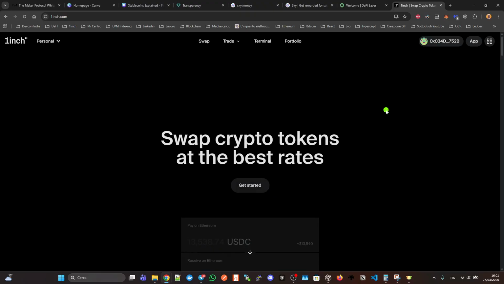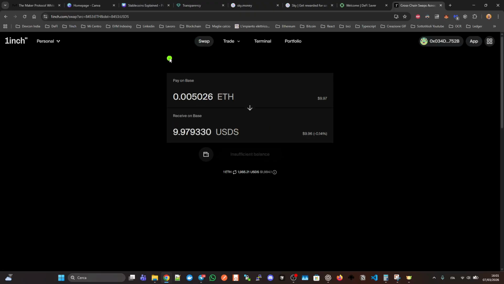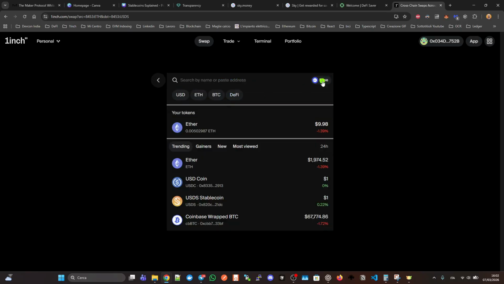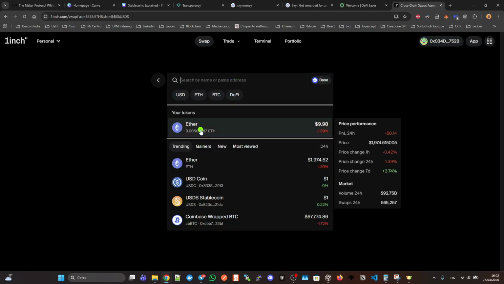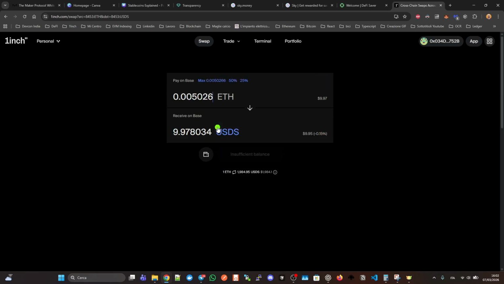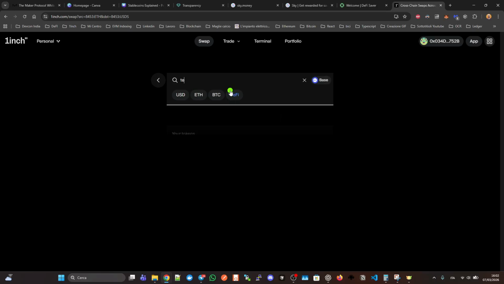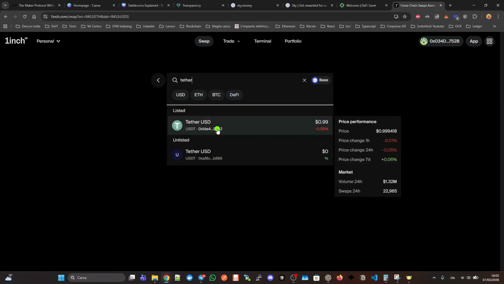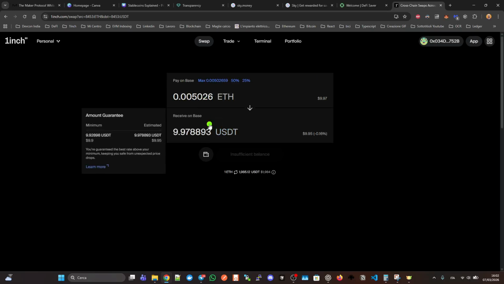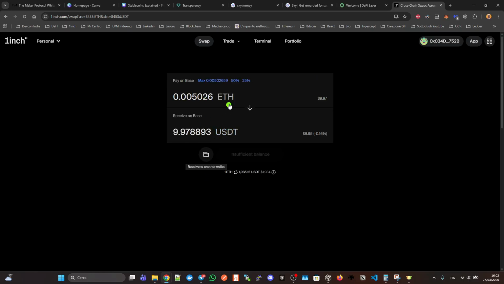For example, I can here say swap. Pay, it has already chosen the chain, which is Base. I can select the token, which is Ether. In my case, I want to swap, for example, for, let's say, Tether. And if I select this and let's say I want to swap the maximum amount, I can go on, of course, and swap it for USDT and gain, of course, USDT.